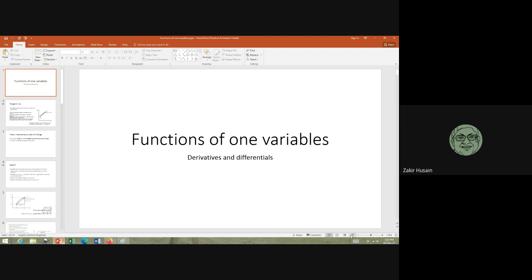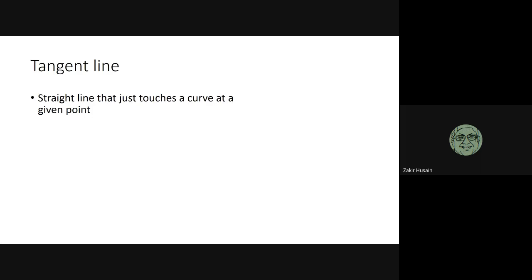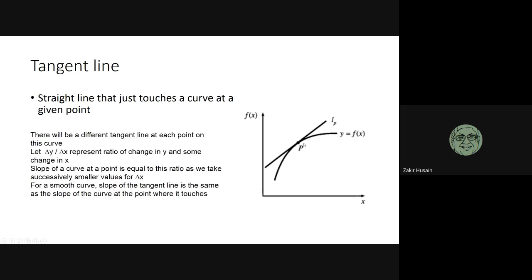Okay, so let's discuss the functions of one variable. Now, what is a tangent? We know that a tangent is a straight line that touches a curve at a given point. So this is an example of a tangent. We have a function y equal to f(x), which gives us a curve, and this curve has a tangent at point P. There are many other tangents possible, but I have just drawn one at a particular point. Corresponding to different points, we are going to have a different tangent.